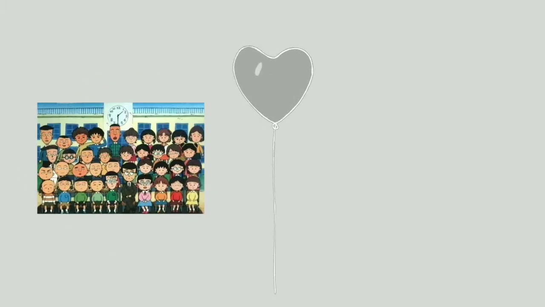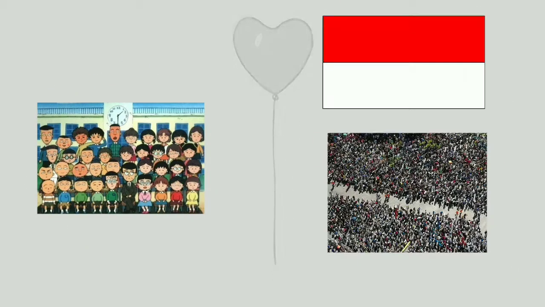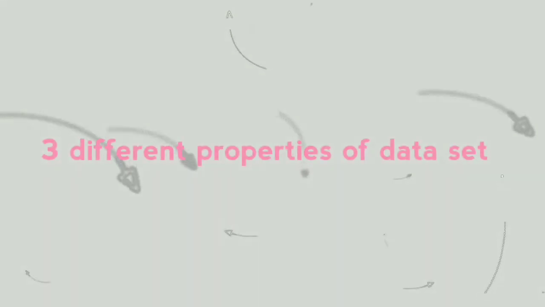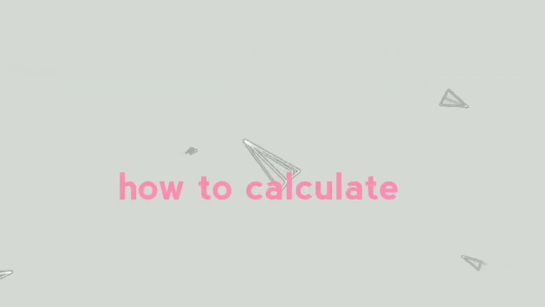Maybe like all students in your school or the age of all people in Indonesia? Oh, so much data! Those datasets would contain a lot of different numbers too, but don't worry, mean, median, and mode can really help us out. There are three different properties of a dataset that make it easy to understand information and useful. So let's learn what each property really is and find out how to calculate them for any particular dataset.